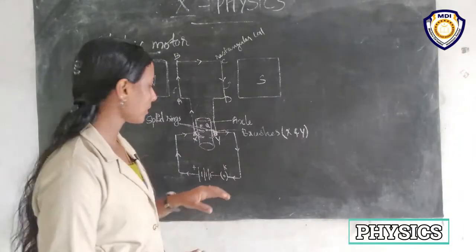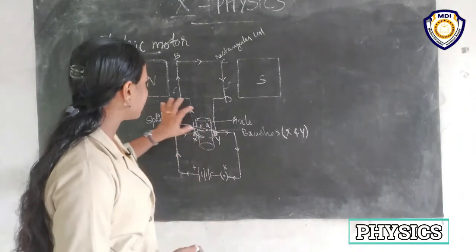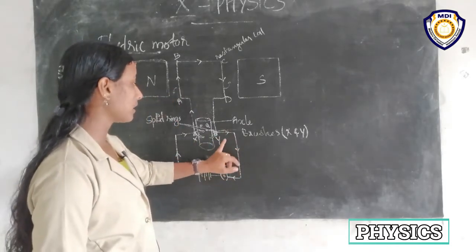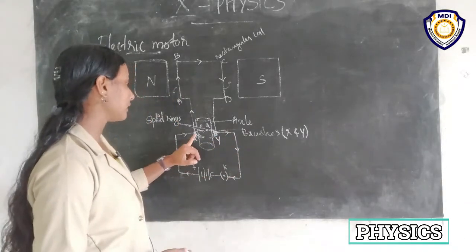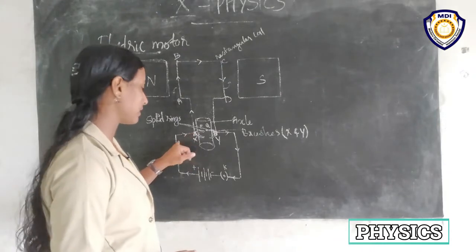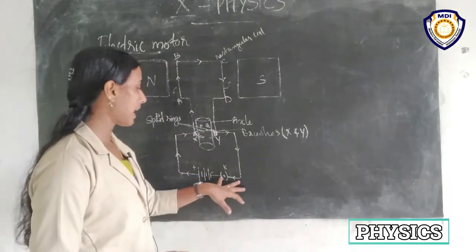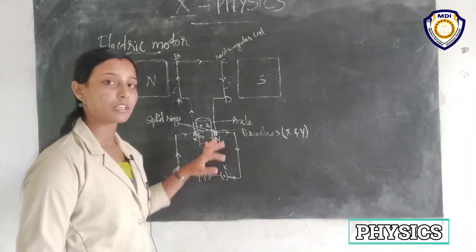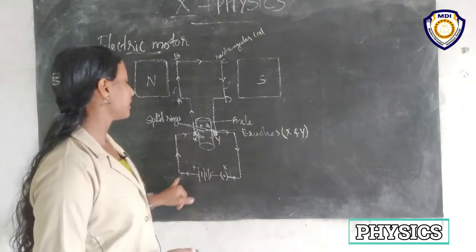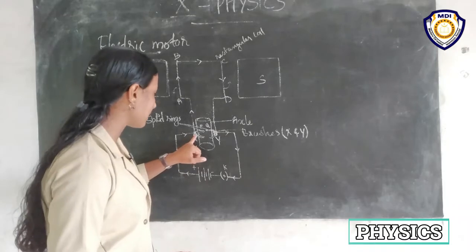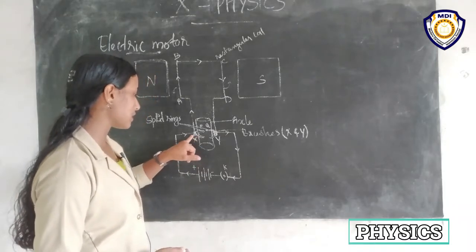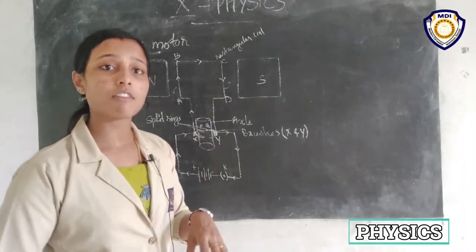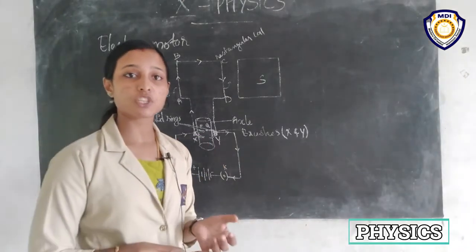So these are the main components, and another thing, we have a circuit here, that is, these graphite brushes are in turn connected to a cell and a key. So when this key is closed, what happens? Current will flow through this circuit, and the current reaches this graphite brush. What is the purpose of using graphite brush?